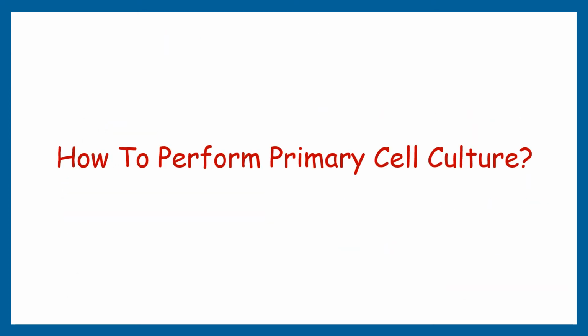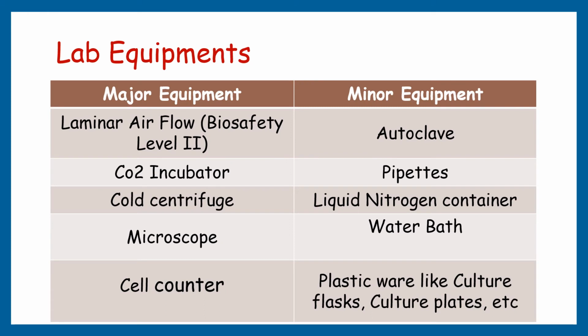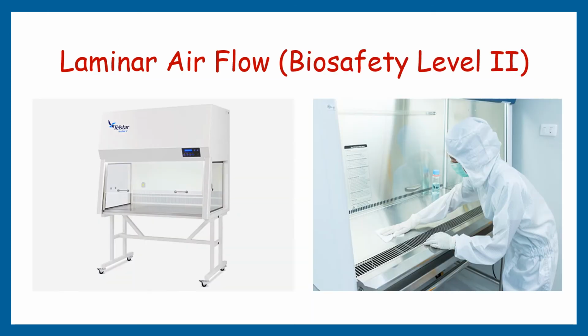Coming to the next topic, how to perform primary culture. But before we continue, we should learn the list of some major and minor lab equipment we need to perform the experiment. So what equipment do we need to set up a cell culture lab? Let's have a look. Most important is the laminar air flow with biosafety level 2. All the work should be done inside the hood to avoid contamination. First wipe the hood with disinfectant and arrange all the materials inside the hood before starting the experiment.